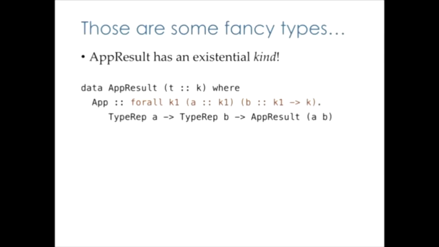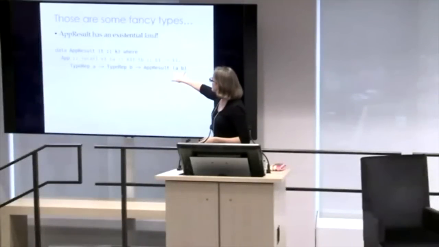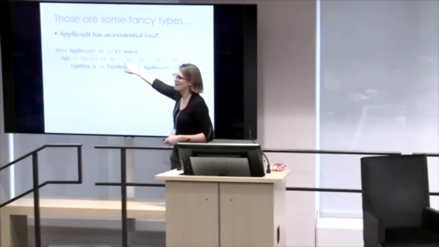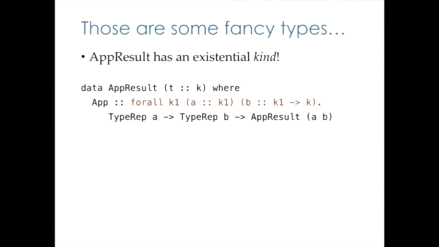So we look at app result. This was the gadget that we were using as the result of SplitApp, right? So when we get it, we find out that some type is an application. But what's going on here? There is a hidden kind going on, right? So we're going to be introducing A and B. Those are new existential types that we introduced when we pattern match on this.